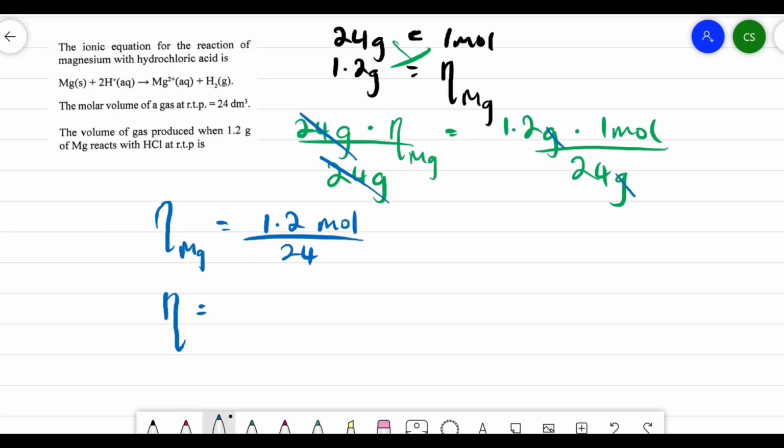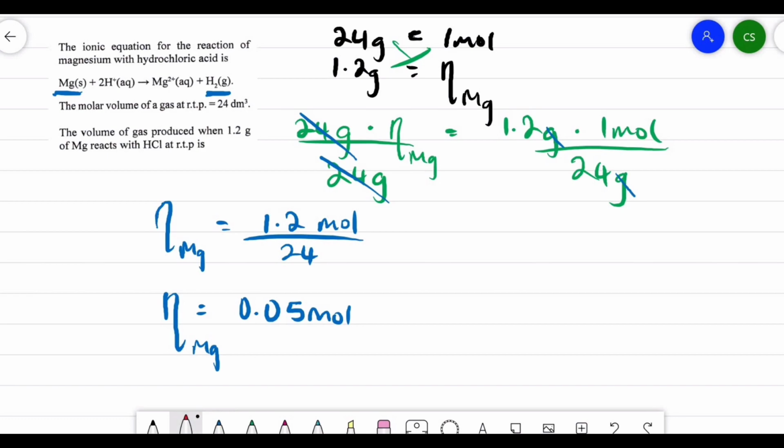That would leave you with 0.05 moles. Now we know that we need to see the mole ratio between the magnesium that reacts and the hydrogen gas produced. Seeing that 1 mole of magnesium reacts and 1 mole of hydrogen gas is produced, you will see that it's a 1-to-1 mole ratio. So if 1 mole of magnesium reacts to produce 1 mole of H2 gas, then 0.05 moles of magnesium will react to form 0.05 moles of H2 gas.